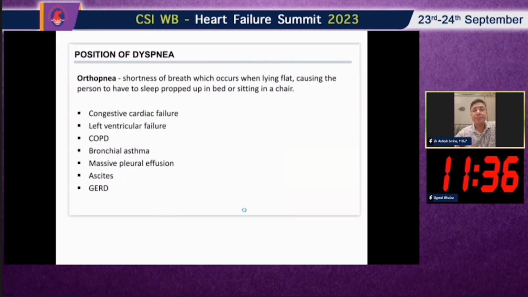So the next slide will be about the position. There are two positions which are very, very common in this situation. A patient who is orthopneic and the reverse of orthopnea. A patient who is orthopneic, like when they get breathless when they lie down.